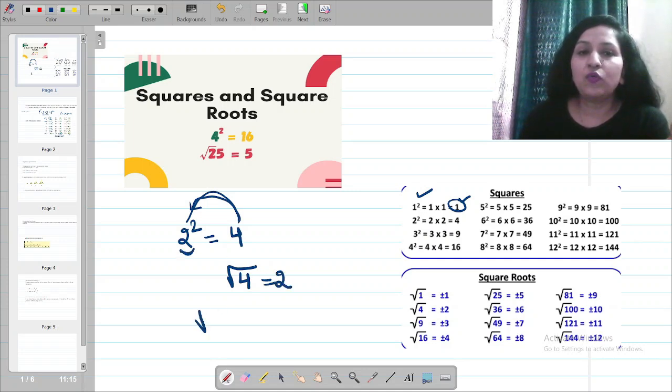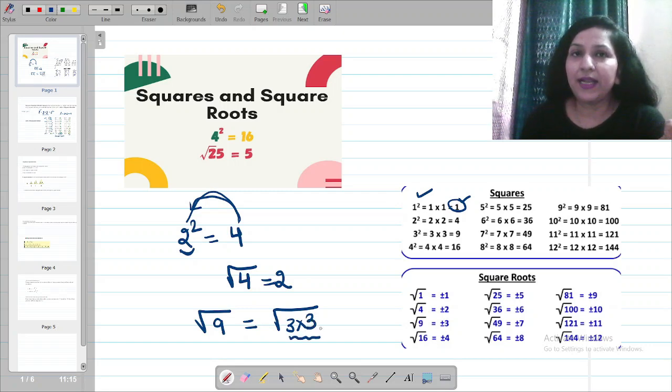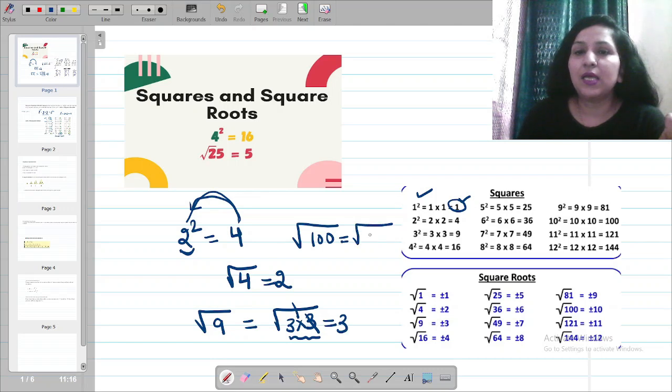So if I ask you what is under root of 9? Under root of 9 means under root of 3 multiplied by 3. If two similar numbers are there inside the root, one number gets cancelled with the root and another number goes out, answer is 3. Once again, if I ask you what is under root of 100, under root of 100 can be written as under root of 10 multiplied by 10. Two similar numbers inside the under root, one number and root got cancelled, your answer is just 10.